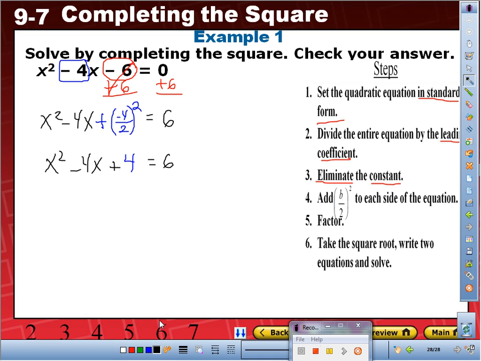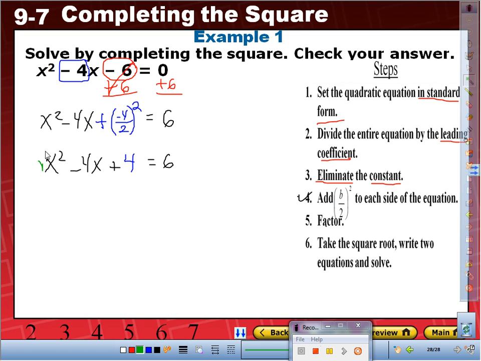Okay? So, next step, it says, we're done with step 4. Step 5, factor. Let's see. Since we know that this is a perfect square, I can factor it 2 ways, using the Power Rangers or using my perfect square trinomial.